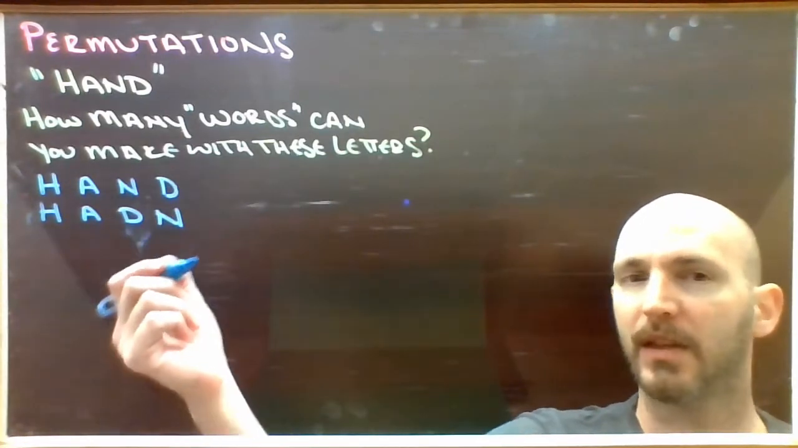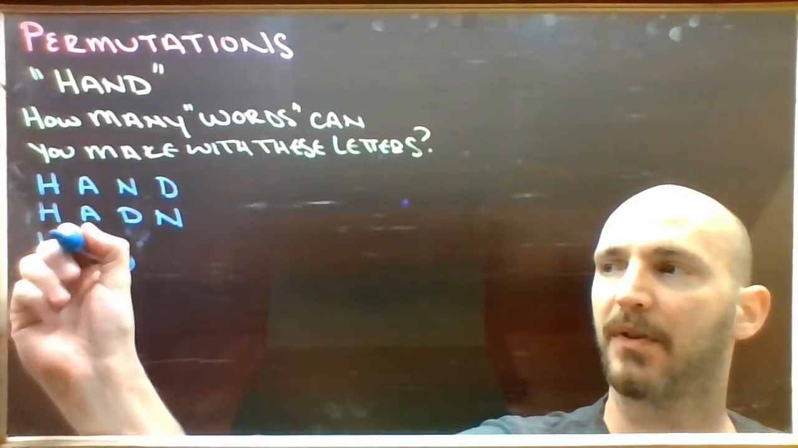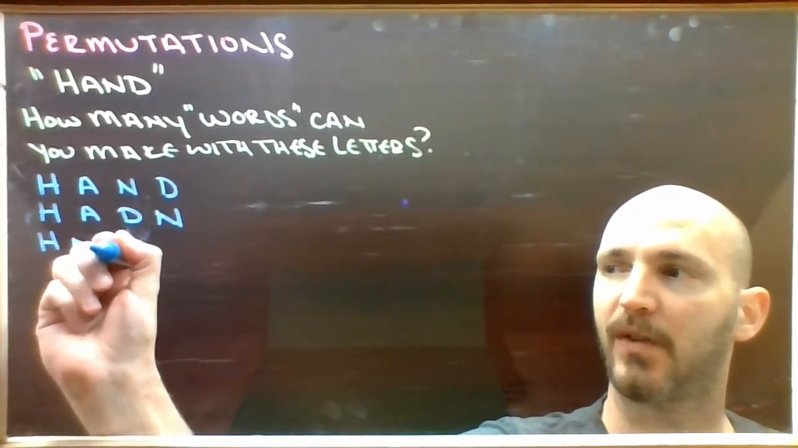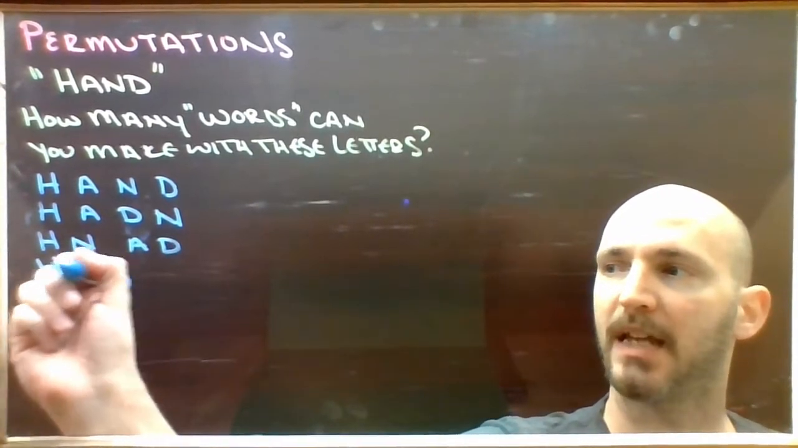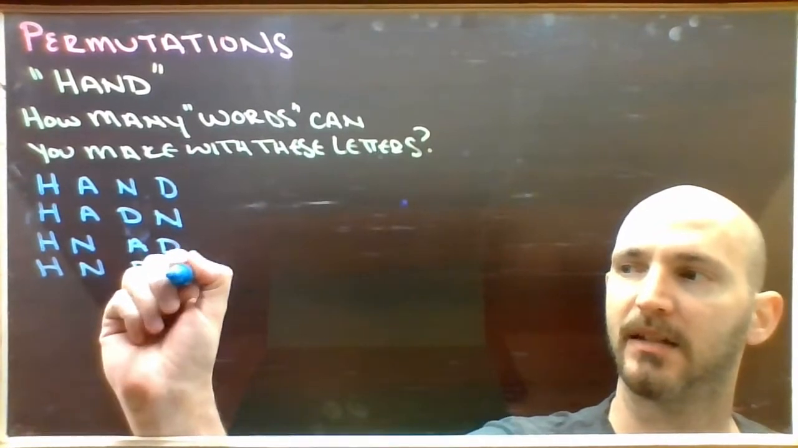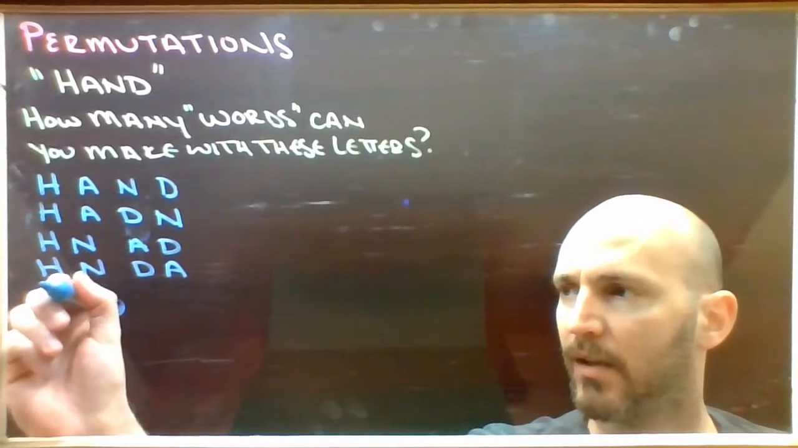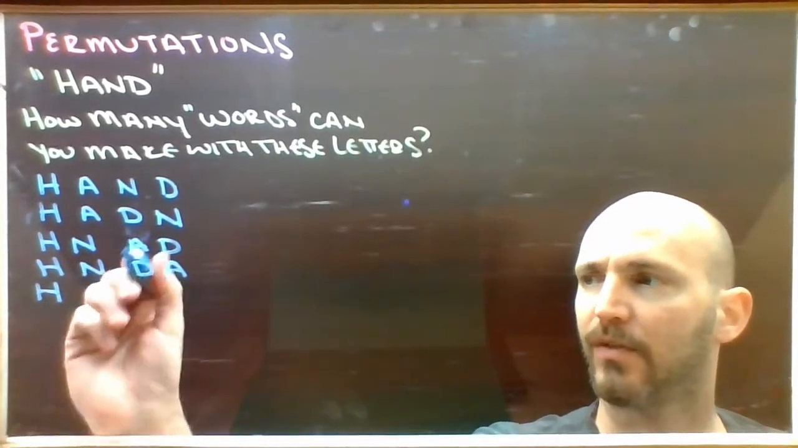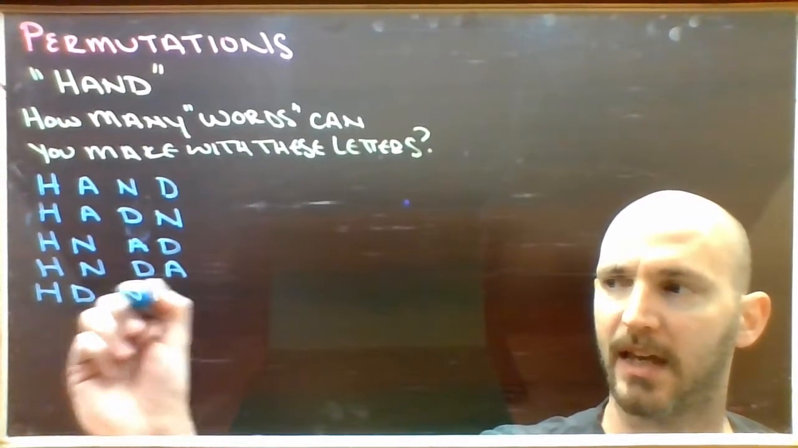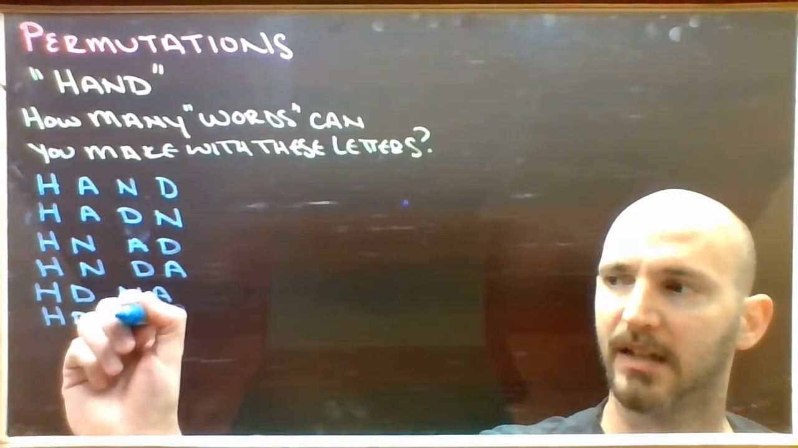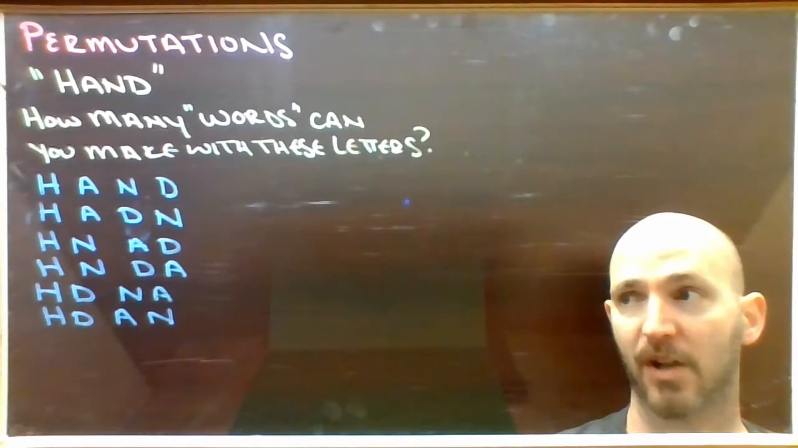So these are all of the words that start with an H followed by an A. So I'm going to come up with all of the words that start with an H followed by an N. Well, that could be H-N-A-D, or it could be H-N-D-A. All right? I need the words that start with an H followed by a D. So this would be H-D-N-A or H-D-A-N. So that should be all of the words that start with an H.